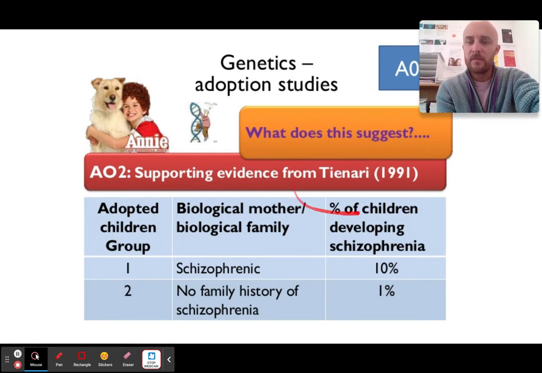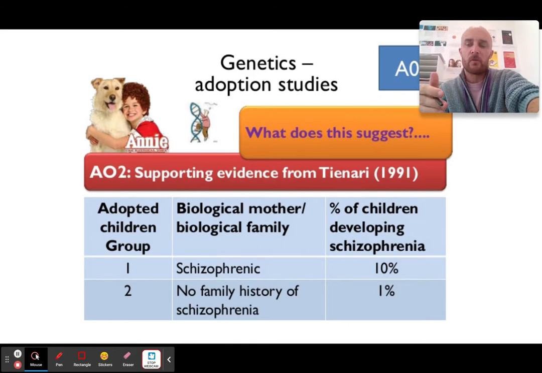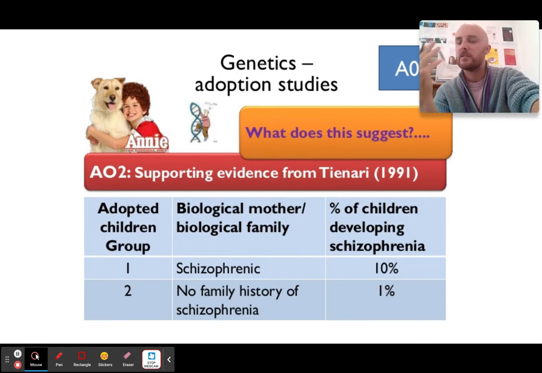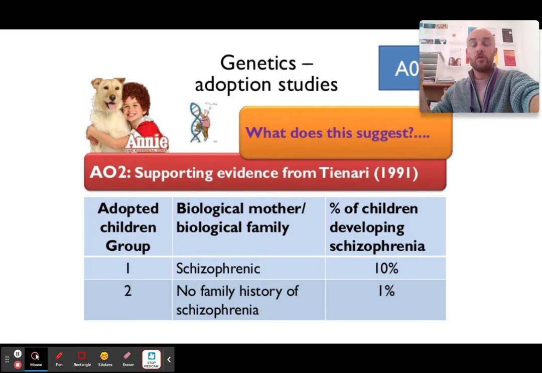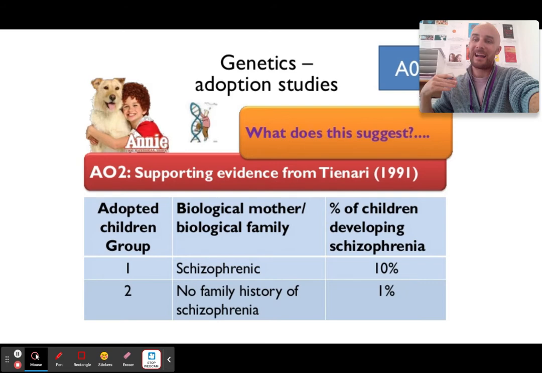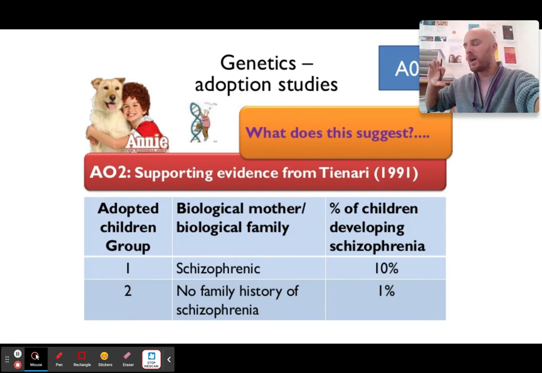So, this is a bit of a confusing study, so let me try to walk you through it at a slower pace. Tienari, 1991, same year as Gottesman, looked at adoption studies, looked at adoptive children. The main thing I would need you to take away from this, because this is quite important: none of his adopted children knew or had any contact with their actual mother or their actual biological family. So they were entirely separate.